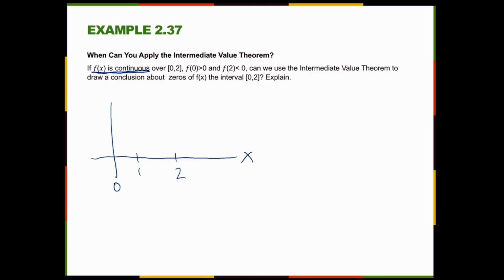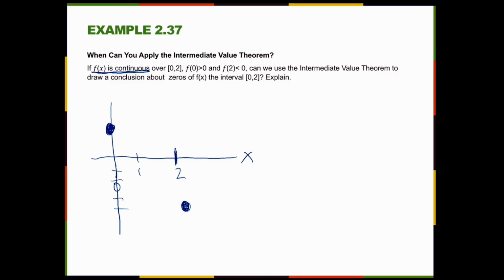Here's 1. Here's 2. Okay, it says f of 0 is greater than 0, meaning the value of y is positive at 0. So we have some positive value at f of 0. So it's above the x-axis because it's positive. And then at f of 2, we have a negative y value. So then we have here at 2 some negative value down here below the x-axis.